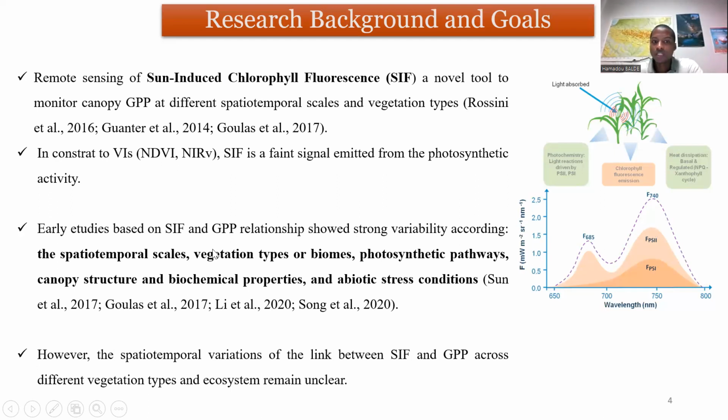Early research on the SIF and GPP relationship showed strong variability depending on the spatial and temporal scales, on the vegetation type or biome, as well as on environmental conditions. However, we still don't know how SIF is related to GPP across different spatial and temporal scales and across different vegetation types when we go beyond the leaf level.